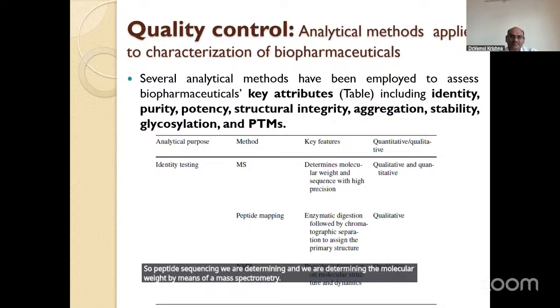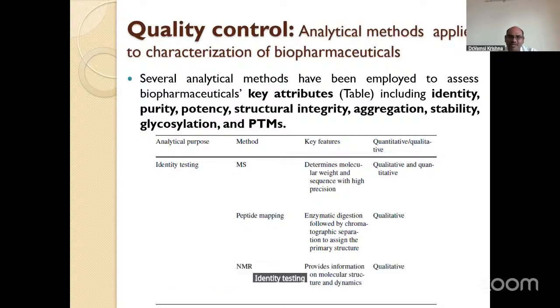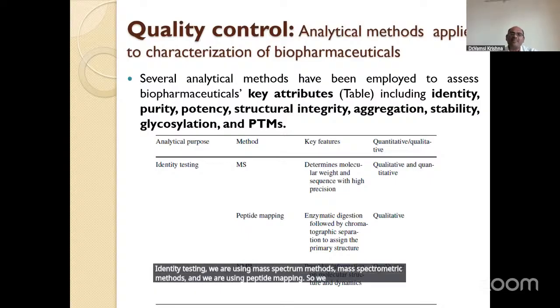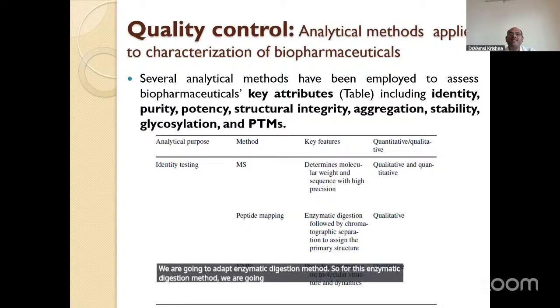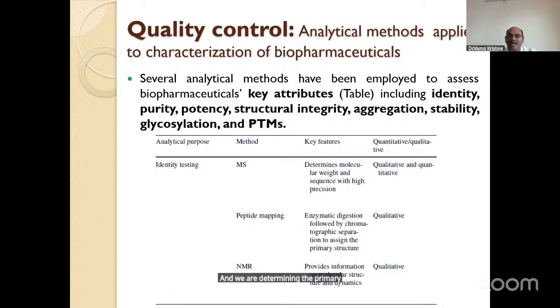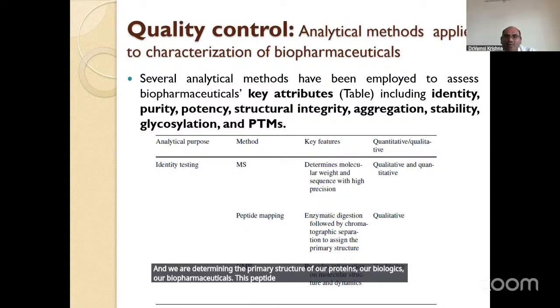For this identity testing, we are using mass spectrometric methods, and we are using peptide mapping. We also perform peptide mapping for the identity testing of biosimilars or biopharmaceuticals. For peptide mapping, we adopt an enzymatic digestion method, using trypsin digestion. We break the bonds, determine the peptide chains, and determine the primary structure of our proteins, our biologics, our biopharmaceuticals. This peptide mapping is a qualitative aspect.